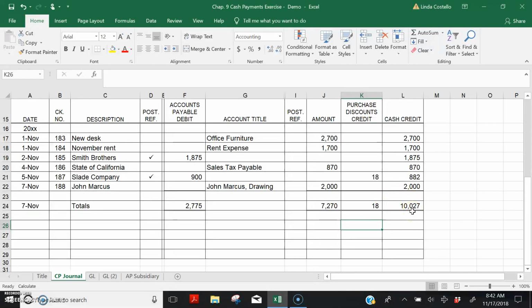Let's check it out. Total debits are $10,045, 2,775 plus 7,270. Total credits are also $10,045, $18 purchase discounts credit plus $10,027 credit to cash. Debits equal credits, and our cash payments journal is in balance.